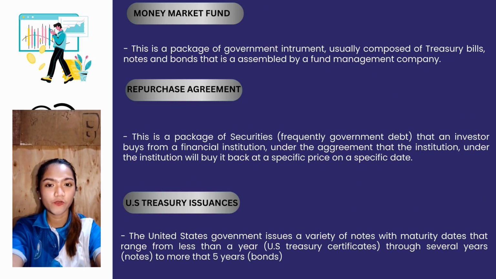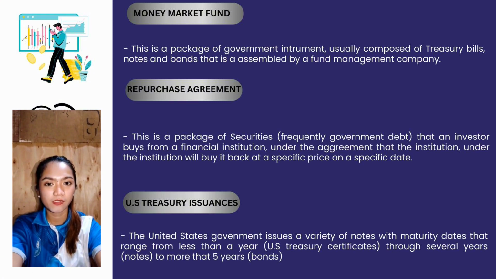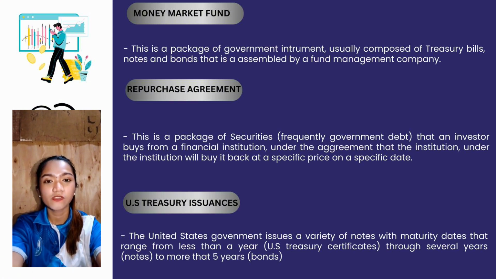Money market fund. This is a package of government instruments usually composed of treasury bills, notes, and bonds that is assembled by a fund management company. A popular example of a money market fund is the Vanguard Prime Money Market Fund. It is a low-risk investment option that aims to provide stability and competitive yields. The fund invests in high-quality short-term money market instruments issued by the U.S. government, financial institutions, and corporations. It offers investors the opportunity to earn a higher return compared to a traditional savings account while maintaining liquidity and stability.